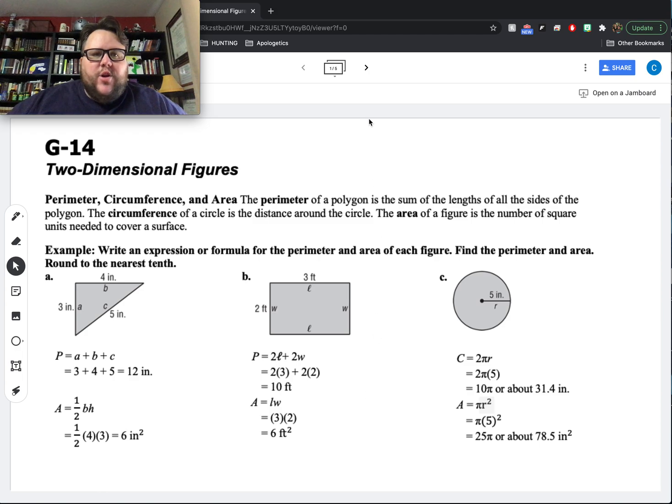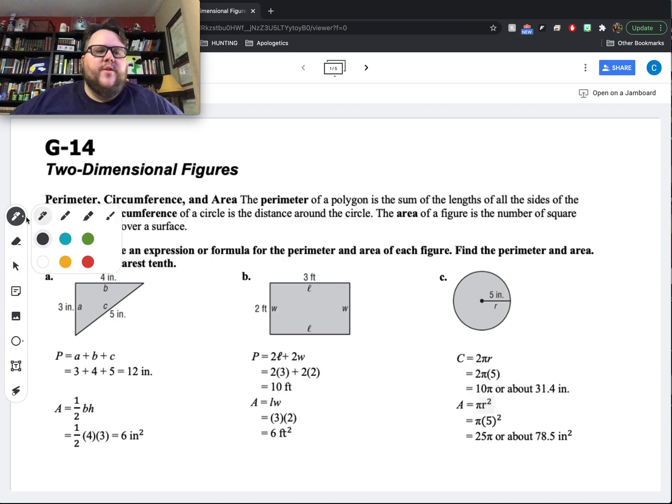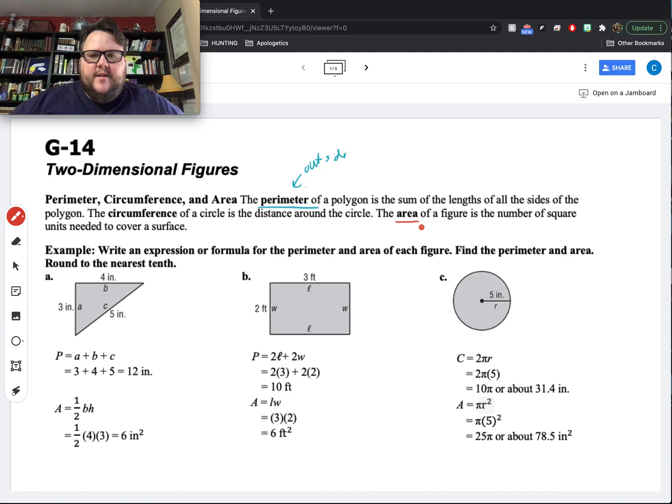Today we're going to be looking at the area and perimeter of two-dimensional shapes. So not as much classifying them like we did yesterday, but today we're going to find the perimeter and the area. The way that I like to think of this is perimeter is walking around the outside. So perimeter is outside, whereas the area is inside, all the space that's on the inside.